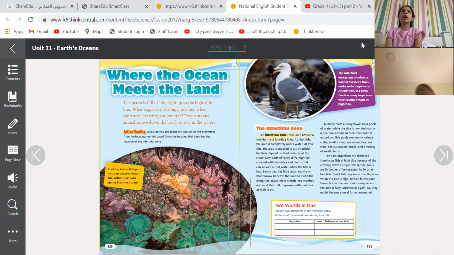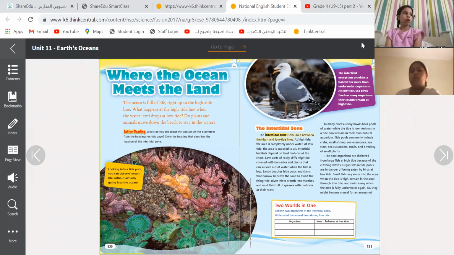And what about coral? No, not really, not a coral reef. Remember, sea anemones and small shrimps, sea cucumbers, snails, and a variety of small plants. Excellent, a variety of small plants.